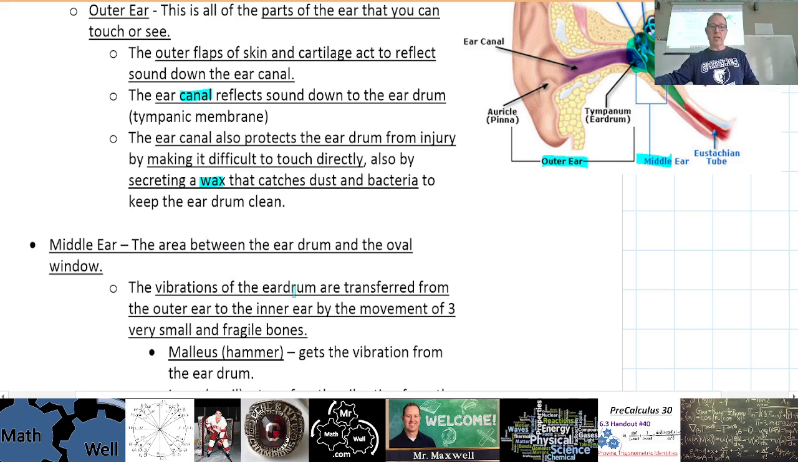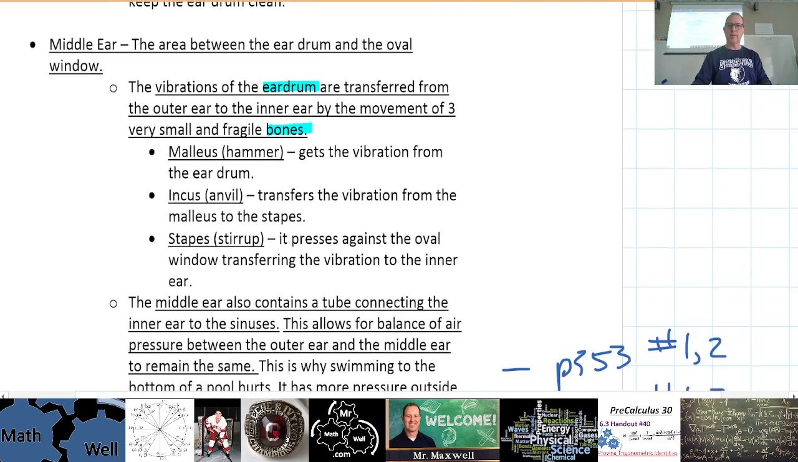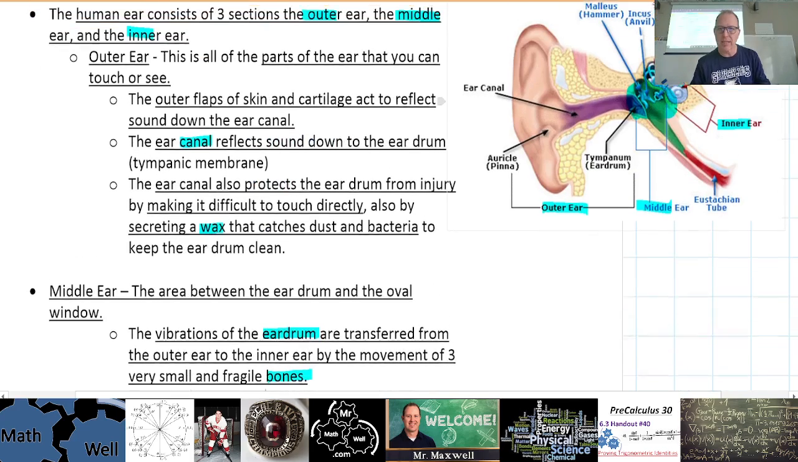The vibrations of the eardrum are transferred from the outer ear to the inner ear by movement of 3 very small and fragile bones. Malleus is the first one. Now, there are common names for these as well. You'll have to remember both, but malleus is the hammer, okay?